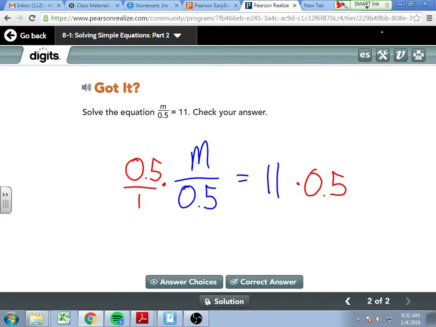This is when it's nice to put the 0.5 over 1 because then these cancel. Oh, that should have been green. Sorry, it's freaking out. Green, are you going to work? There it is. So those cancel, and then my m is now equal to 5.5.